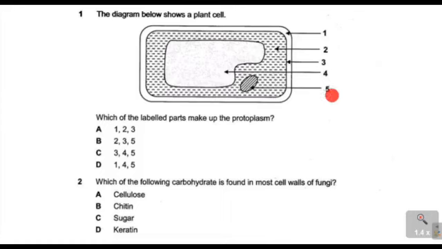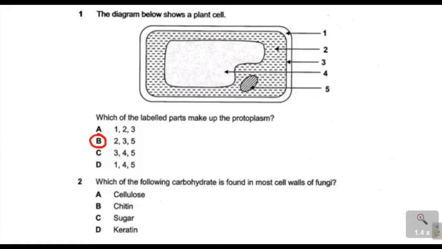So 5, which is the nucleus, is part of the protoplasm. We also have 2, which is the cytoplasm, and we also have 3, which is the cell membrane. So we have 2, 3, and 5. Let us look at our options. The best answer here, 2, 3, and 5, is B. So the protoplasm consists of 2, the cytoplasm, 3, the cell membrane, and 5, the nucleus. So we now come to the next question.